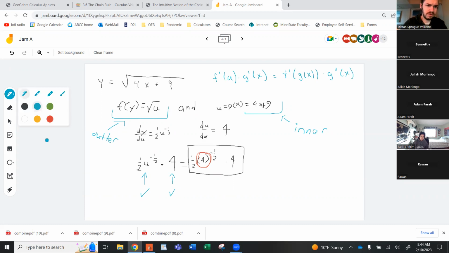So where are the primes? The primes are only here. Let's make that a little clearer. Here and here.